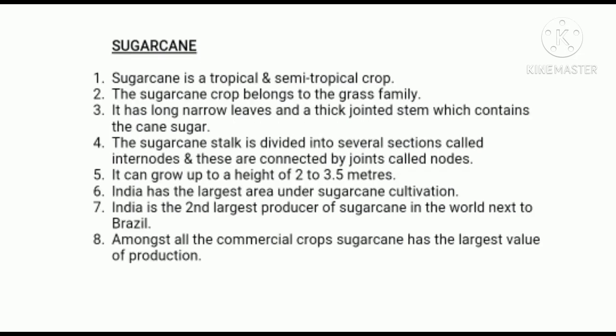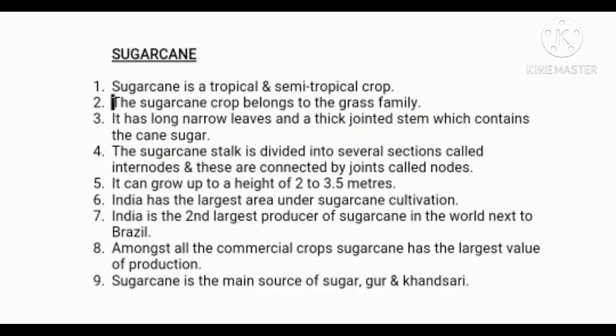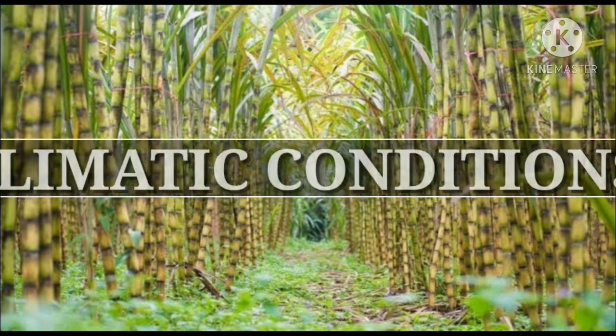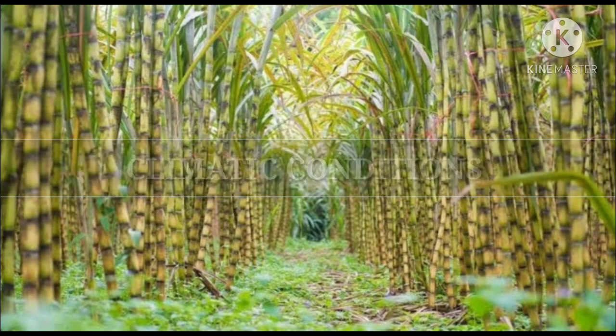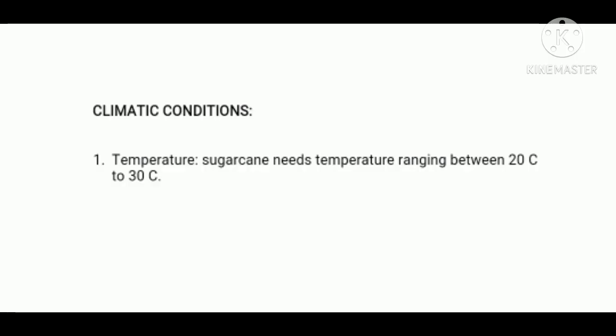Amongst all the commercial crops, sugarcane has the largest value of production. Lastly, it is the main source of sugar, gur, and khandsari. Now, let us talk about its climatic conditions. When we talk about the temperature, sugarcane needs temperature ranging between 20 degrees Celsius to 30 degrees Celsius.